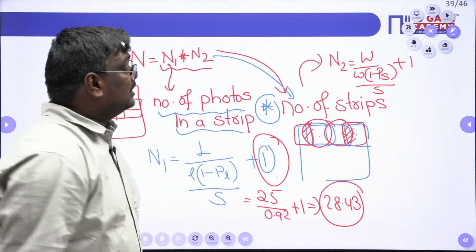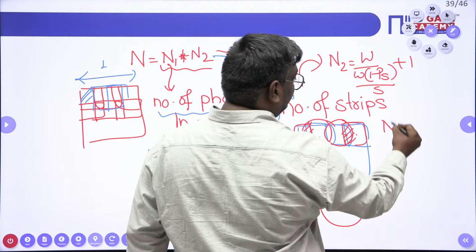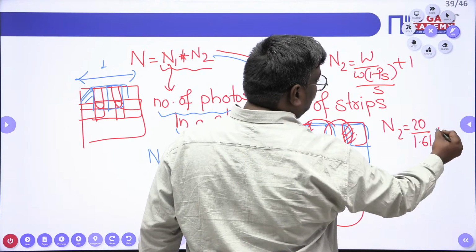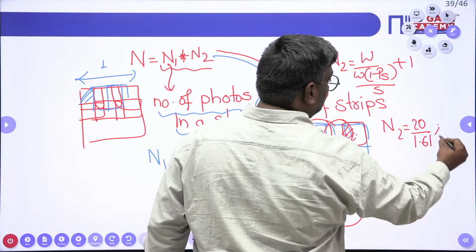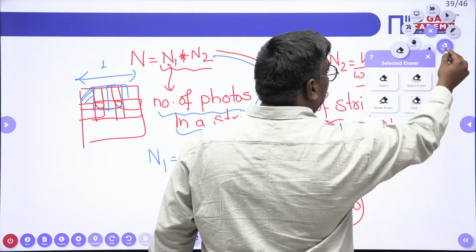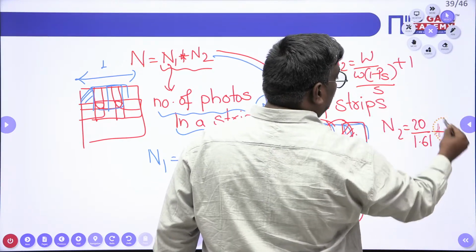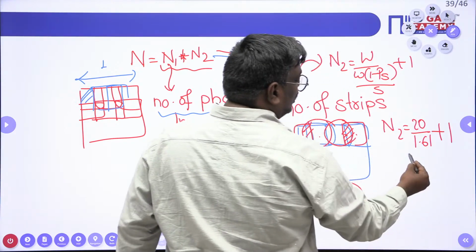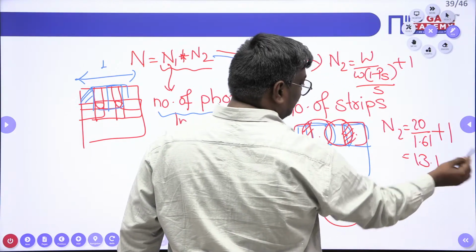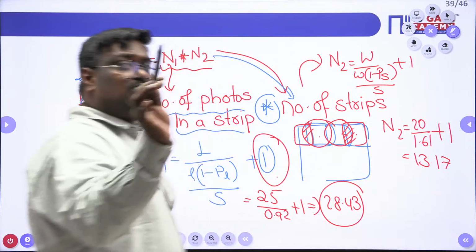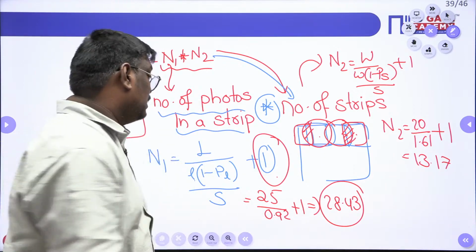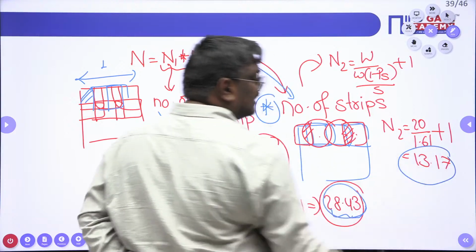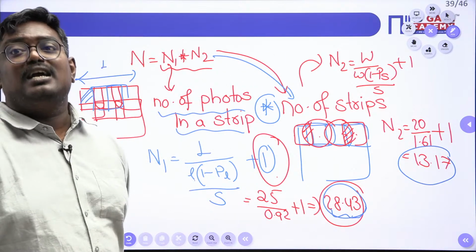Remember, my dear students, suppose if you solve this, 20 divided by 1.61 plus 1, so here you will get some 13.1 or something. Now, most of my students will do this wrong. You cannot multiply this N1, 28.43, into 13.17. If you do that, it will be wrong.